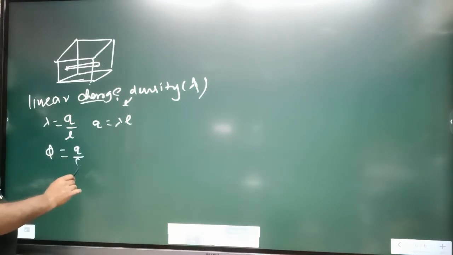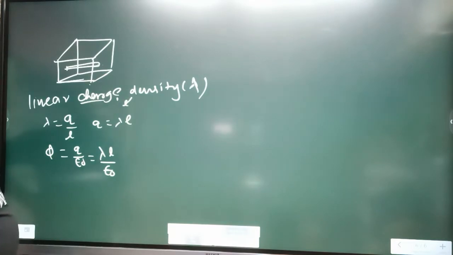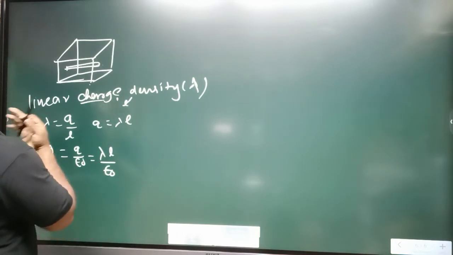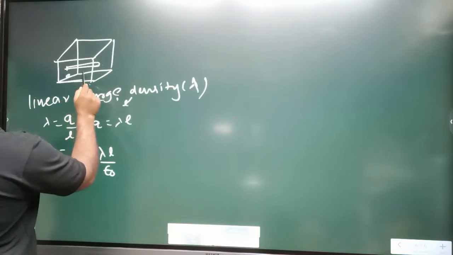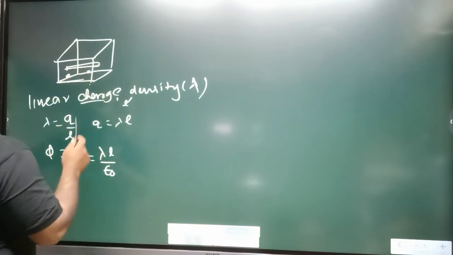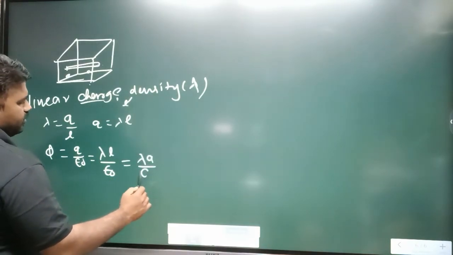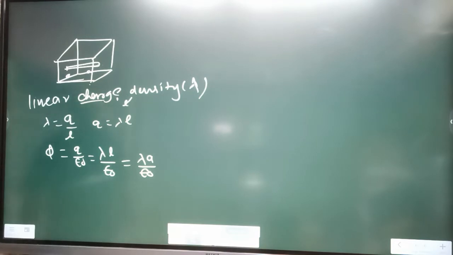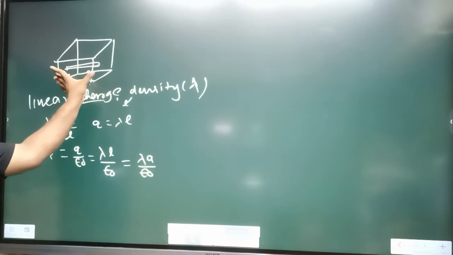Flux phi is equal to Q upon epsilon naught. What is the value of Q? Q is equal to lambda L, so phi is lambda L upon epsilon naught. Suppose the rod length is A, the side of this cube is A. Then we can take L equal to A, which means lambda A upon epsilon naught. Yes or no, Salil? Yes sir. L is the length of the rod, and similarly this width is also A.